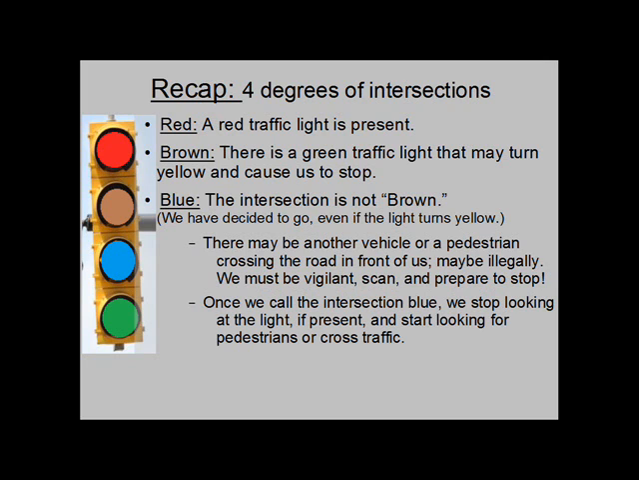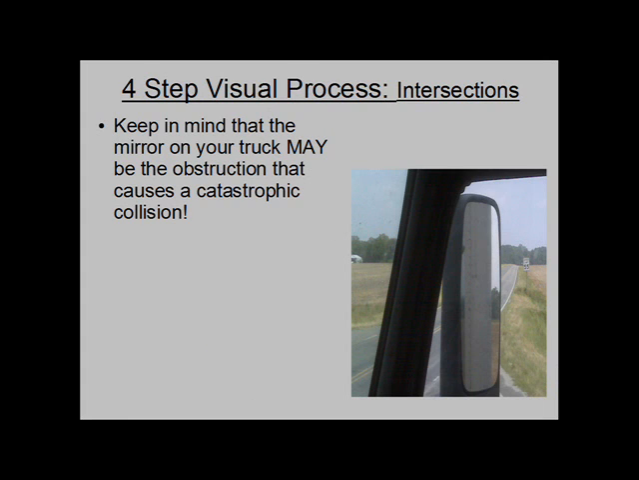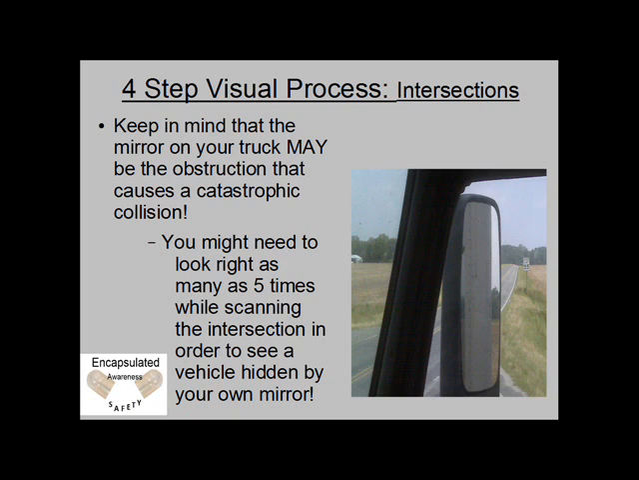Once we call the intersection blue, we stop looking at the light if present and start looking for pedestrians or cross traffic. Even if there is no traffic light, an intersection is still considered blue until we are done scanning. Once we call an intersection green, it is now truly safe to proceed. Keep in mind that the mirror on your truck may be the obstruction that causes a catastrophic collision. You might need to look right as many as 5 times while scanning the intersection in order to see a vehicle hidden by your own mirror.